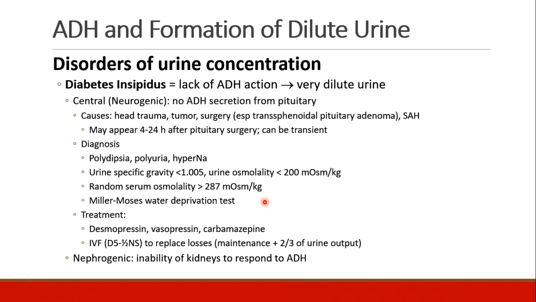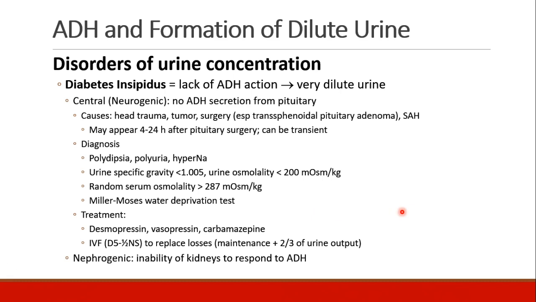The treatment for DI would be to replace antidiuretic hormone or vasopressin. There's a drug called desmopressin, which is a replacement for vasopressin. Carbamazepine, which we saw causes SIADH, is therefore an appropriate treatment sometimes in patients who have diabetes insipidus. We also need to replace these ongoing free water losses from the urine, usually with something less than saline, something like D5 half normal saline, replacing usually about 2/3 of the urine output.